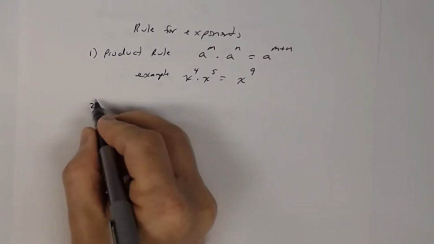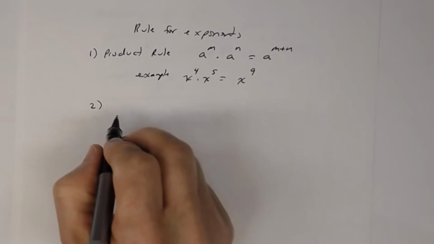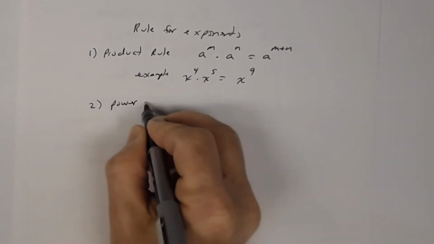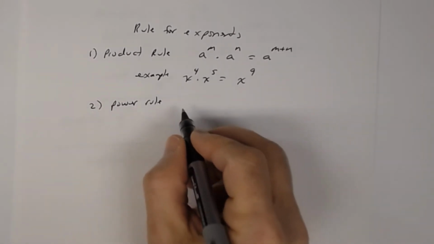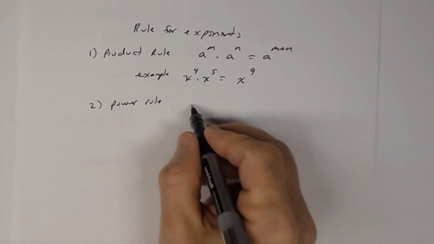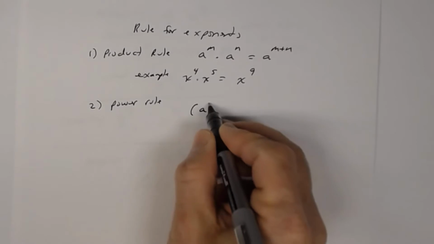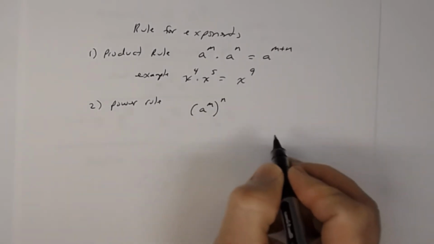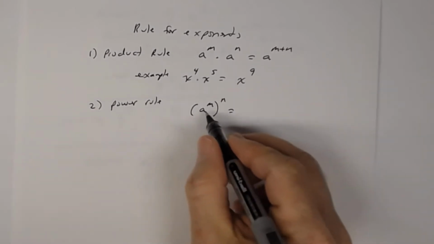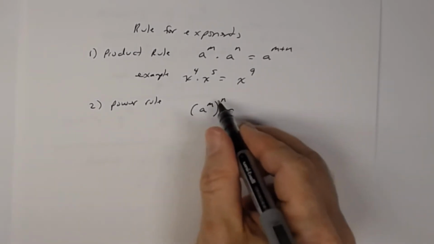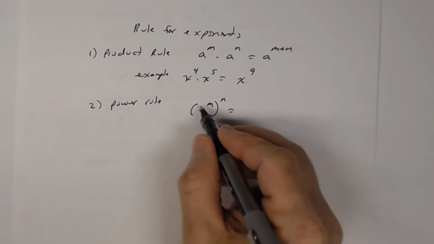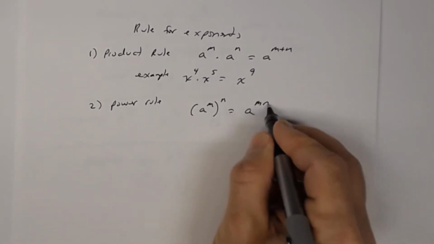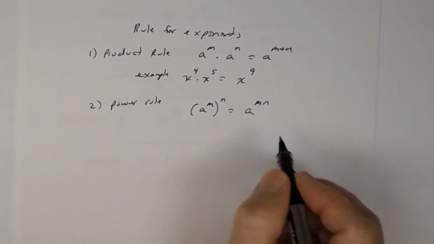And the second one that you learned about was the power rule for exponents. The power rule for exponents. And so the power rule said this: if you have a to the m power and all of that is being raised to the n power, then you can simplify this by multiplying the exponents together. So this becomes the base, which is a, raised to the product m times n. All right, so that's the power rule.